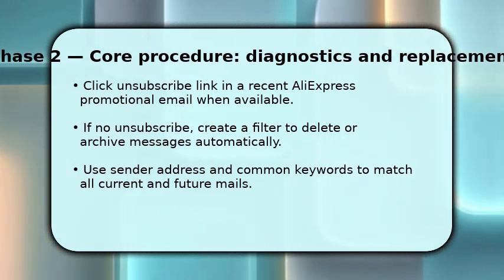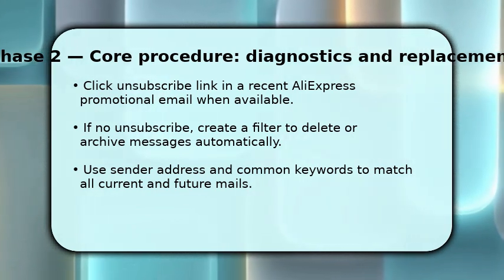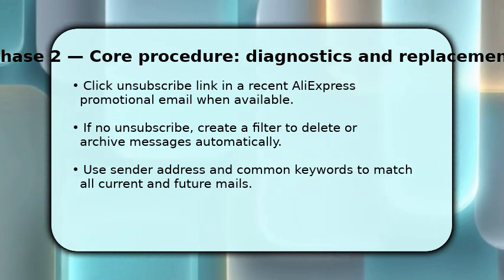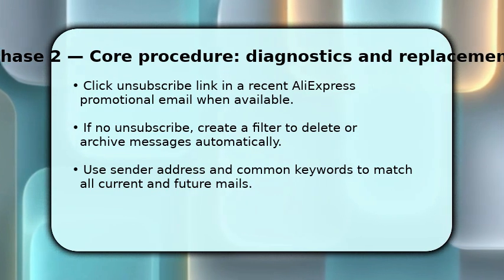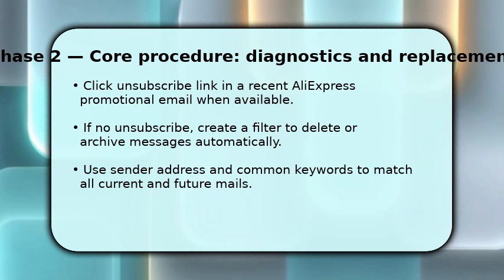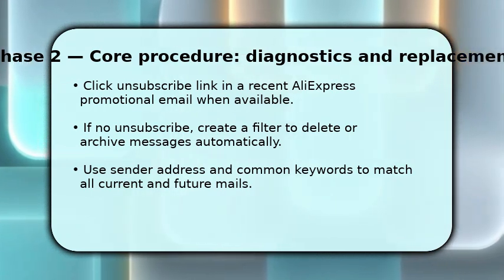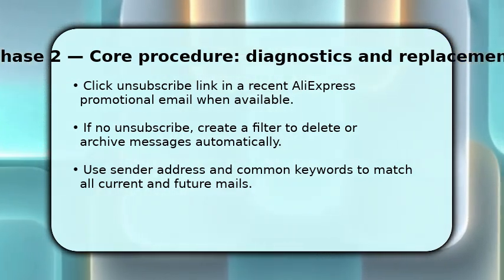If there's no working link or you prefer control, open your mail settings and create a filter. Set the sender address and keywords like AliExpress or orders to match. Then choose Actions: Delete, Archive, or Send to a folder. Once done, apply the filter to existing messages so your inbox clears immediately, and future mails are handled automatically.